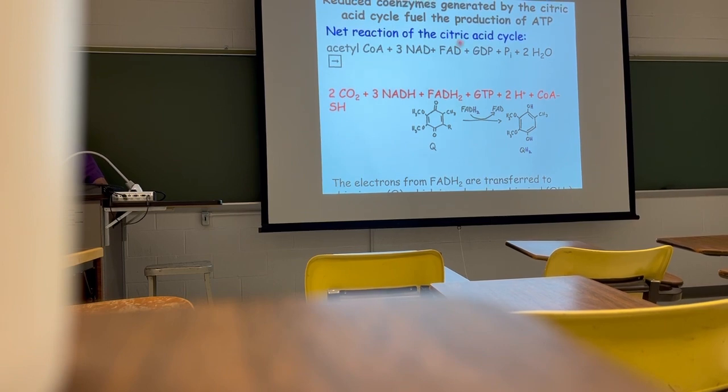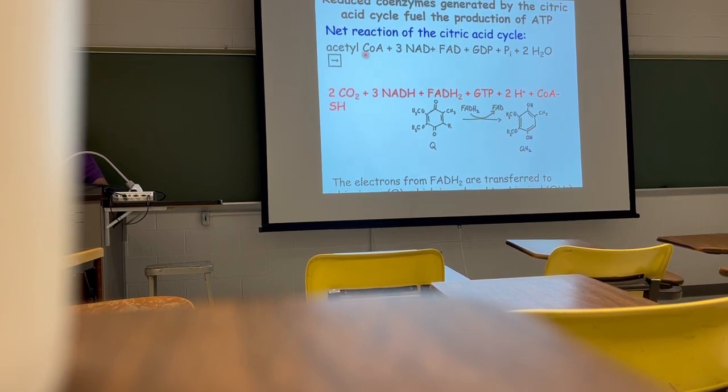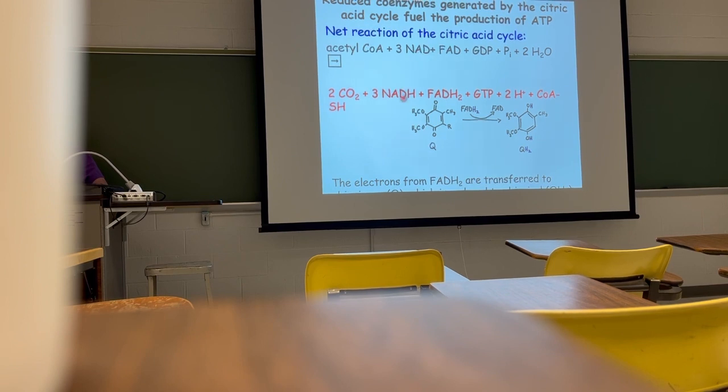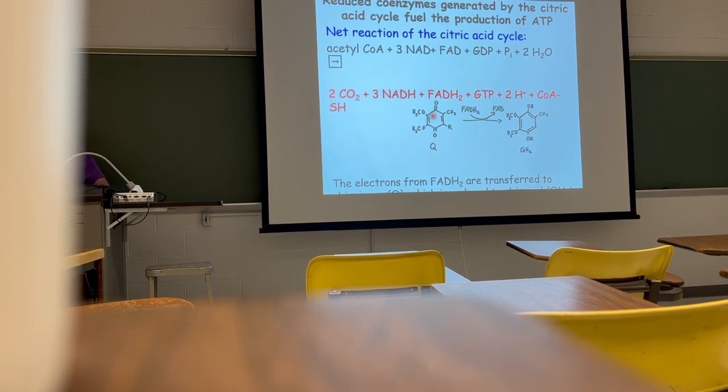Here's the net reaction of the citric acid cycle. So we're starting with one acetyl-CoA, oxidizing those carbons to 2 carbon dioxides. We start with 3 NAD+ and reduce them to 3 NADH. 1 FAD reduced to FADH2. We phosphorylate a GDP to GTP and release a coenzyme A. These electrons in FADH2 are transferred to a cofactor called ubiquinone, and that ran off the bottom of my slide somehow. I'll show you that name again in a minute.